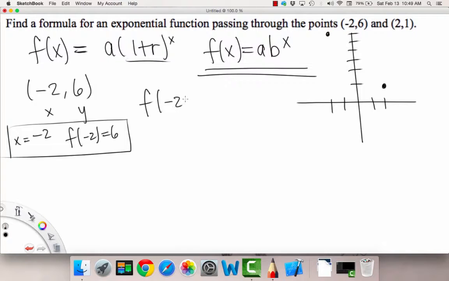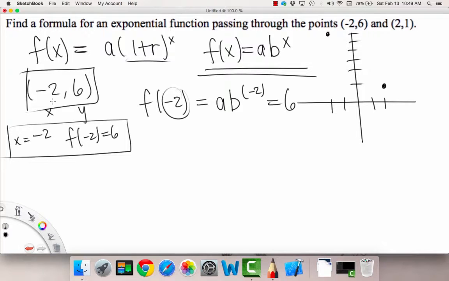So f of -2 is equal to a, because we don't know that, b, because we don't know that, and x we said was -2. That's the input we're plugging in, and we know this value is equal to 6, because that's what this point gives us. When we plug in -2 for x, we get out a 6. We're kind of at a standstill because we don't know a or b, but we do have another piece of information.